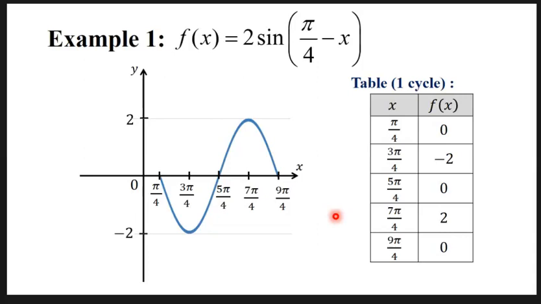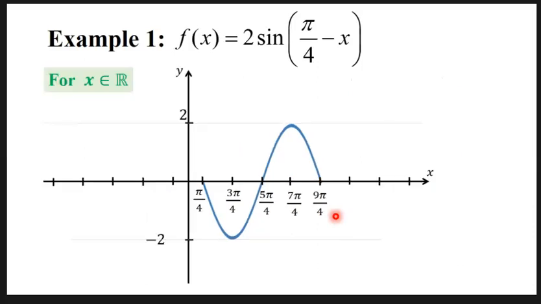This applies when they give us a specific domain. For example, if the question is asking for the domain of all real numbers for x, that means I want the coverage from negative infinity to infinity. If this is the size of the y-axis that I have, the coverage will be the part that I highlighted in green now. So in order to get the answer, I need to extend my graph accordingly to this part that is shaded in green.